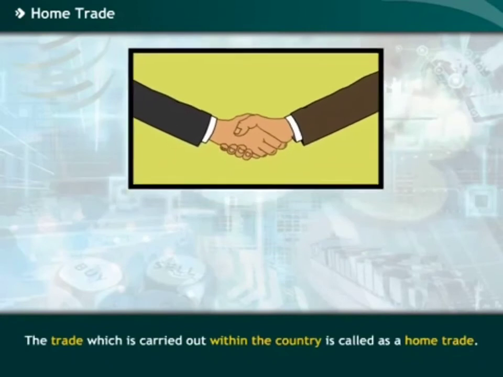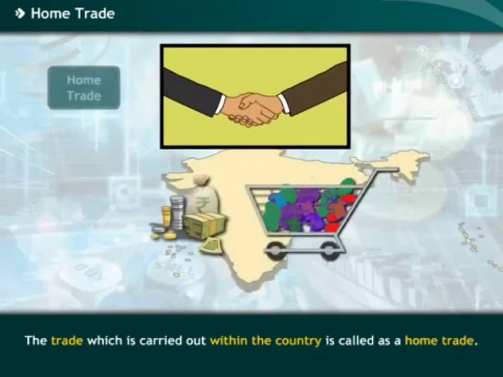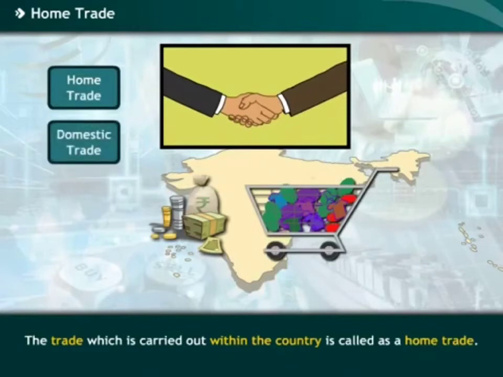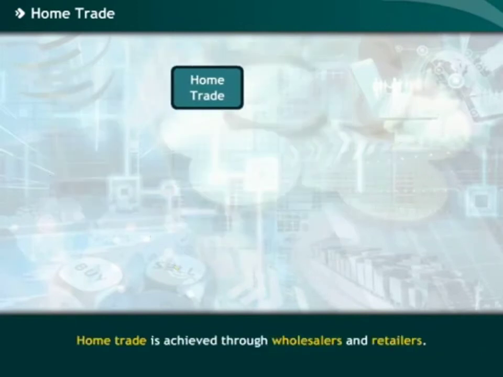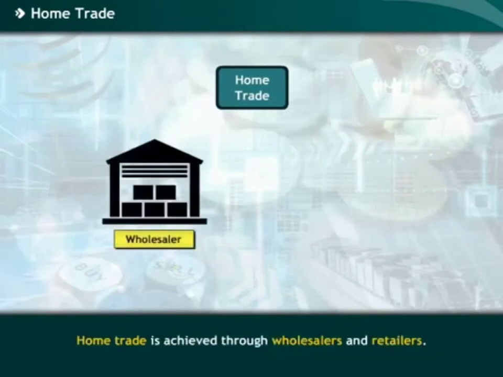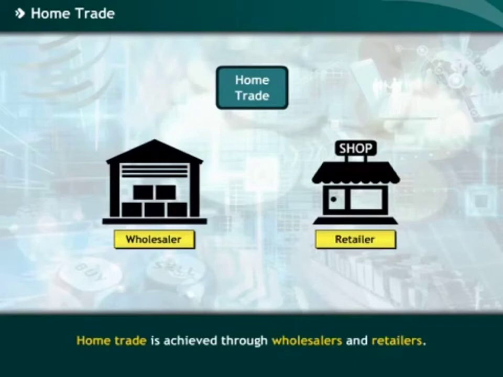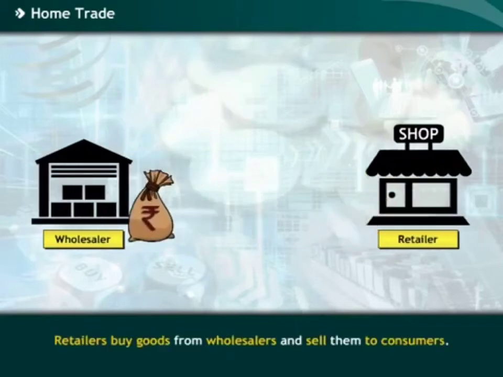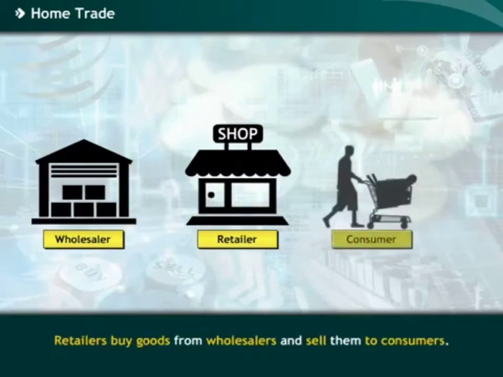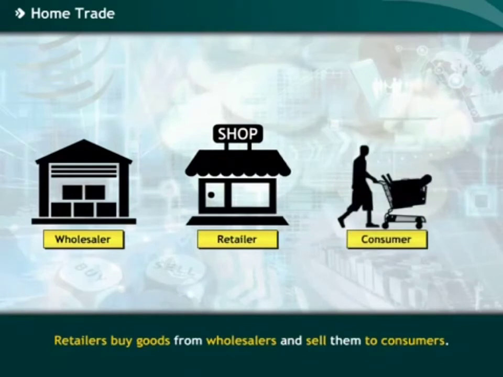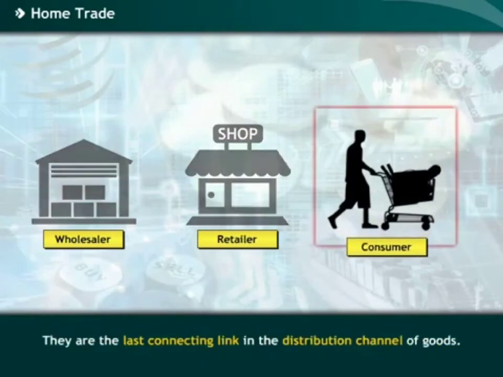The trade which is carried out within the country is called home trade. Home trade is also called domestic or inland trade. Home trade is achieved through wholesalers and retailers. Retailers buy goods from wholesalers and sell them to consumers. They are the last connecting link in the distribution channel of goods.